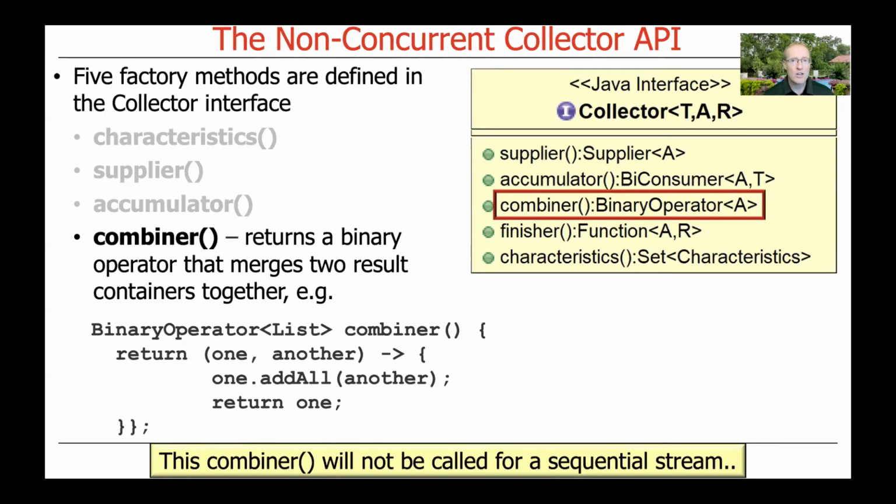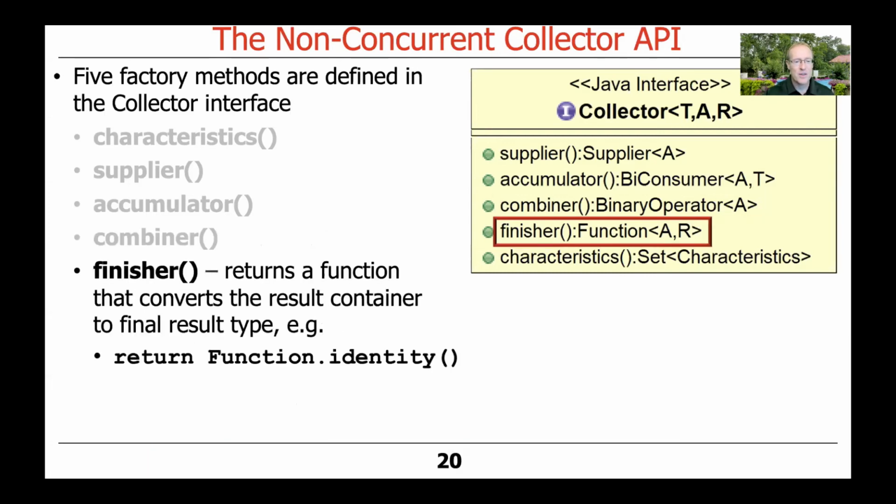What the combiner does is it's a factory method that returns a BinaryOperator that merges two result containers together. As you can see here, we have two result containers, which in this case are two lists. One list is called one, and the second list is called another. We're going to add another to the end of one and return one. That's how we combine or merge two elements in this approach. Again, not used for sequential streams, but will be used for parallel streams if they use non-concurrent collectors.